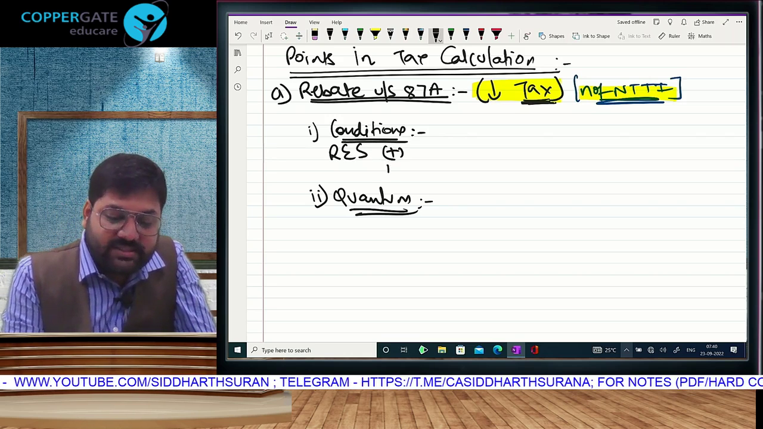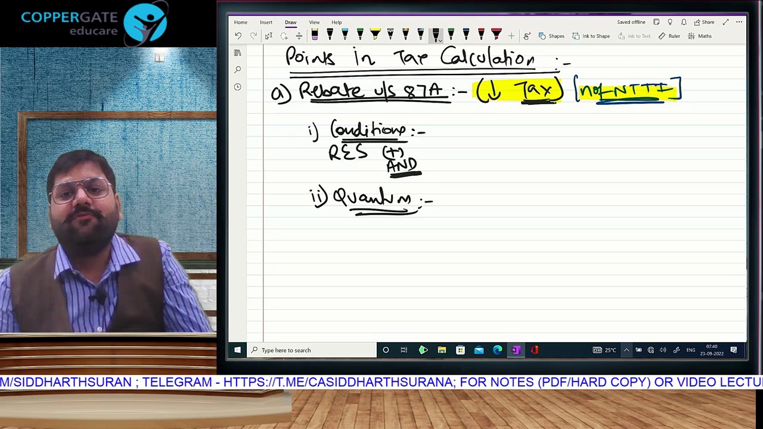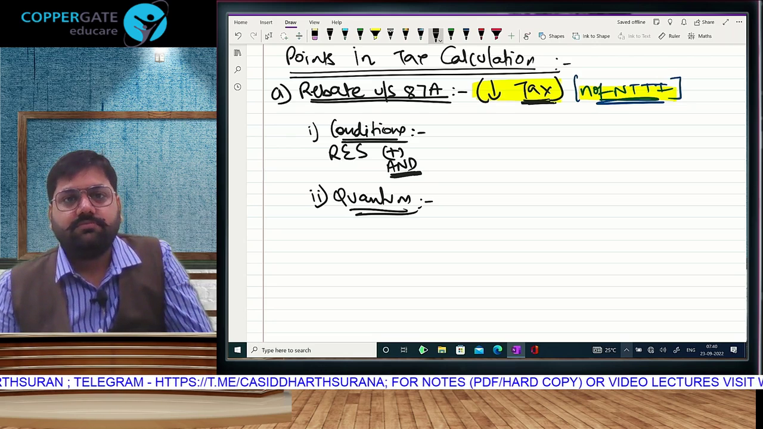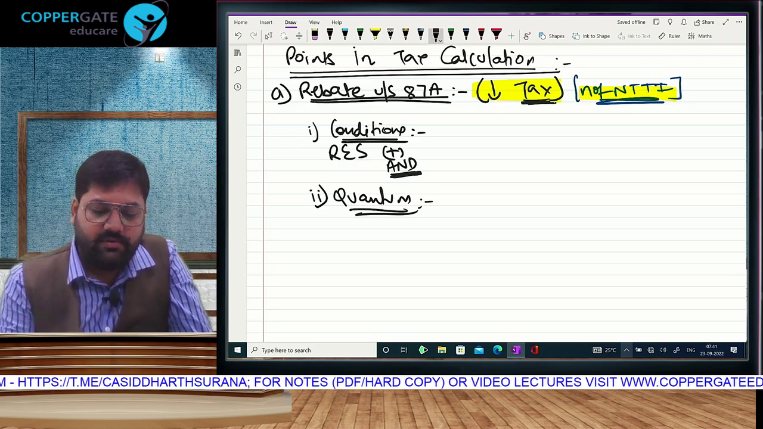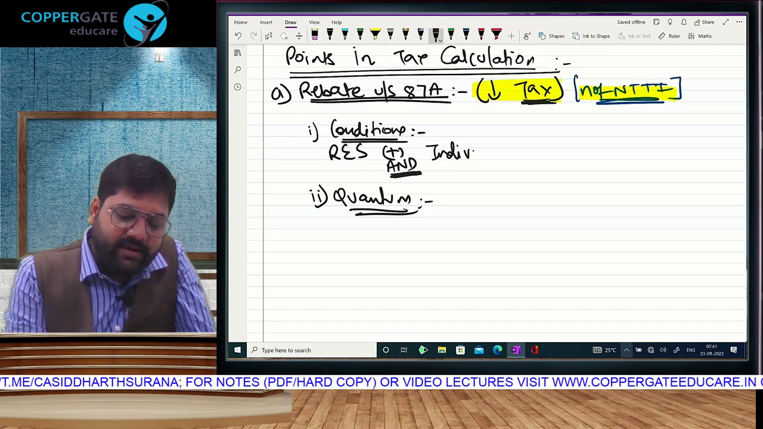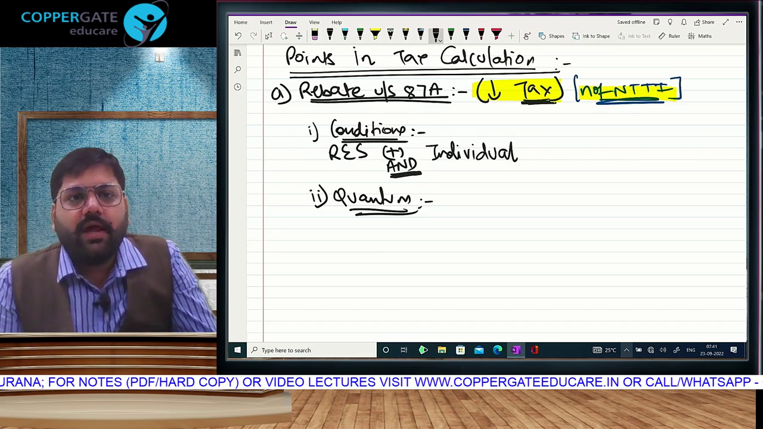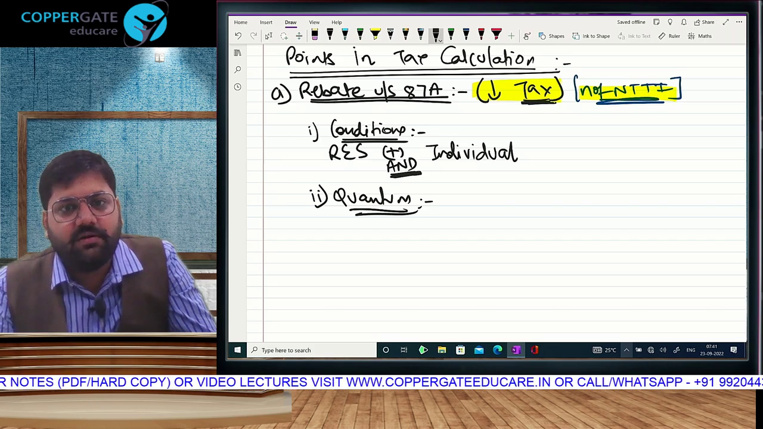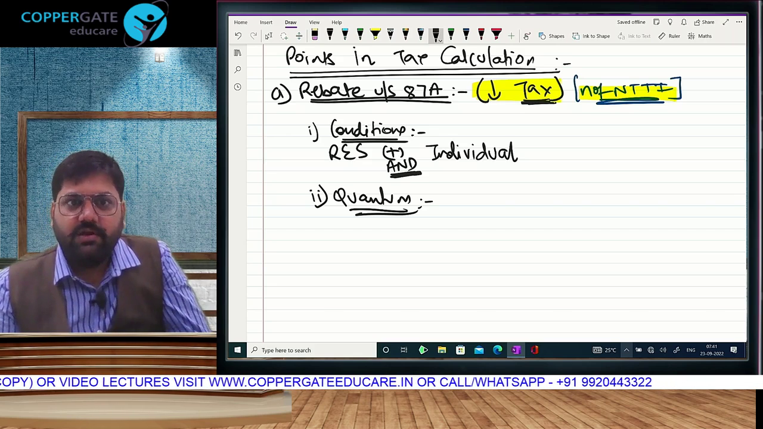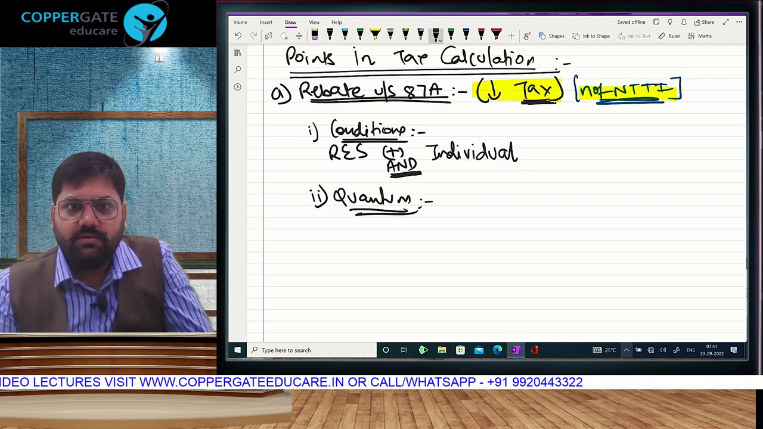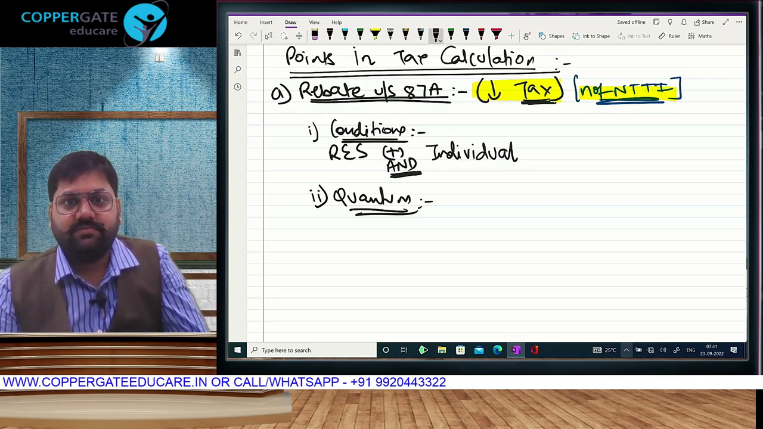Condition 2, plus sign, and plus means cumulative condition. You have to fulfill both. You have to be an individual. Tax is applicable to HUF, company, firm, AOP, everyone. We are learning tax rates of individuals, but soon we move to tax rates of HUF, company, firm, AOP, everyone. Rebate is allowed only if the assessee is individual. Not allowed to the other assessees.